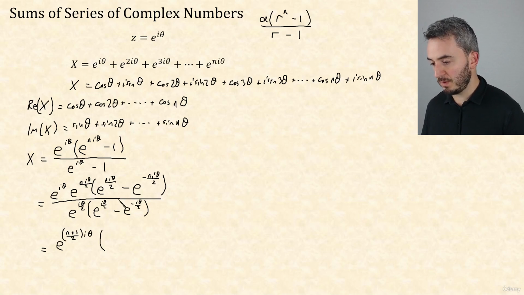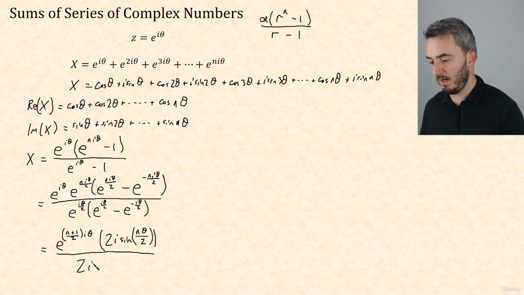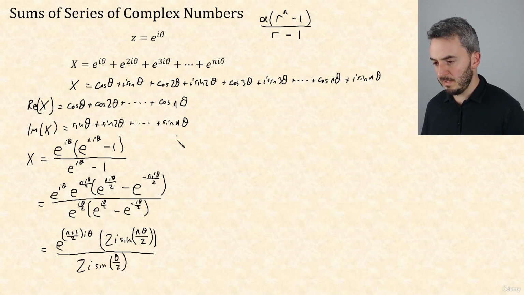What's left up at the top? Well, this is the same as 2I sine n theta over 2. And then how about on the bottom? That bit is the same as 2I sine theta over 2. Okay, we're nearly in a position to really simplify this. Let's cancel the 2i from the top and the bottom.